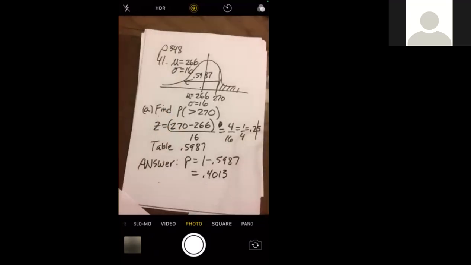40% of pregnancies will go longer than 270 days. Questions about that? It's a right side trick in effect. Do you want to see more examples of that, or do you want to see some backwards?